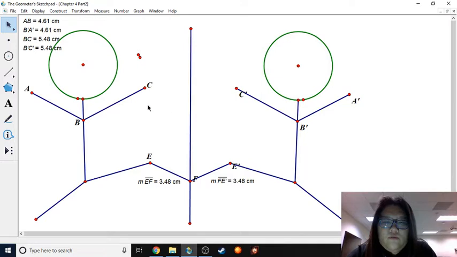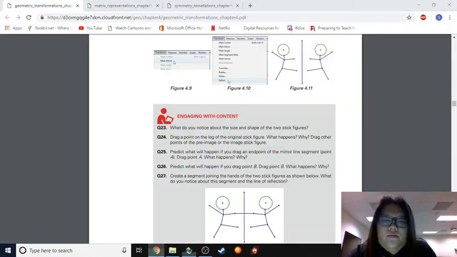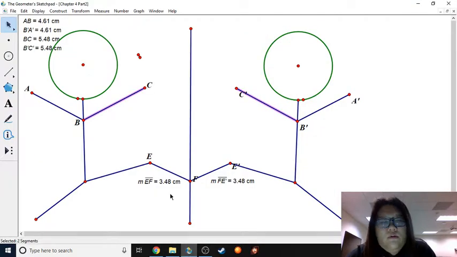Same thing goes with line BC and B prime C prime, or the transformed BC, first transformation. Okay, drag a point on the leg of the original stick figure, what happens, why, and then drag other points of the pre-image or the image stick figure.